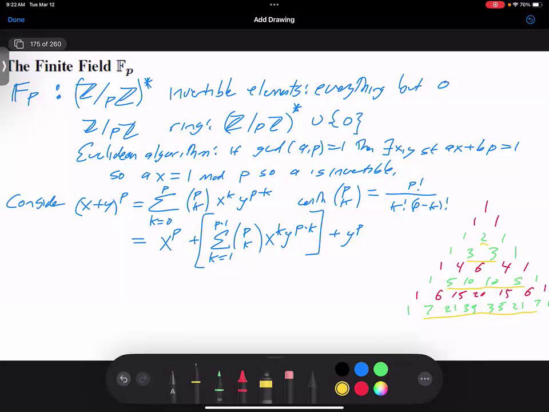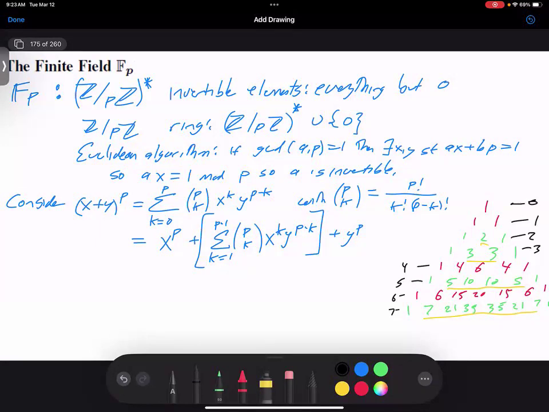It's symmetric, but here, let me give you the rows. This is row 0, row 1, row 2, row 3, row 4, row 5, row 6, row 7. In row 2, I have 2 in the middle. In row 3, I have 3, 3. In row 5, I have 5, 10, 10, 5. In row 7, I have 7, 21, 35, 35, 21, 7.